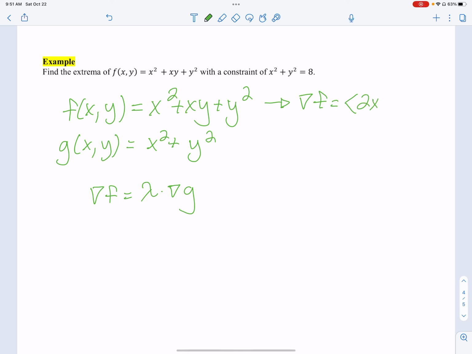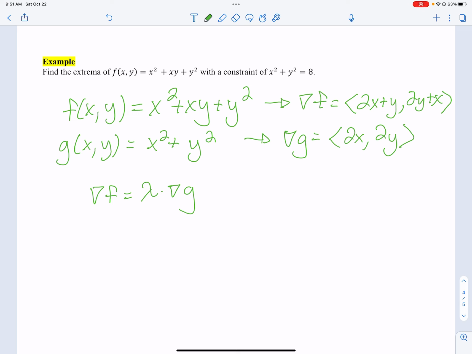So we get 2x plus y, comma, and then we do it for the y. I get 2y plus x. So that's the gradient of f. And then the gradient of g, we get 2x for the x part, and then 2y for the y part. All right, so we just set this up.